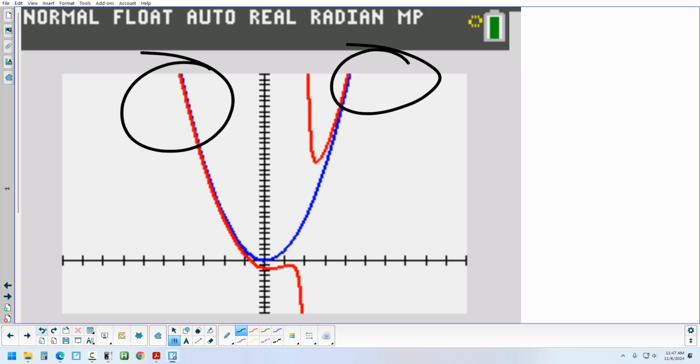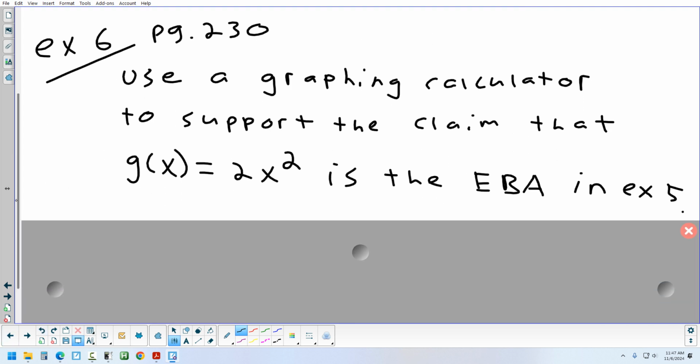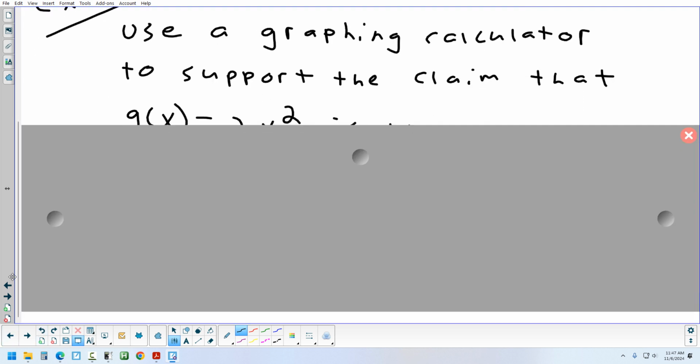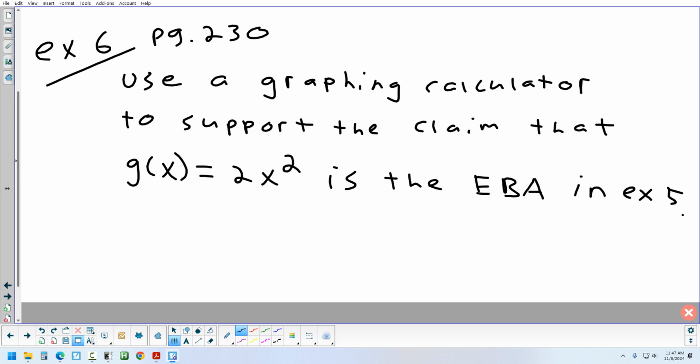Is it exact? No, it's not exact. I mean, it's really close. The red and the blue are almost right on top of each other. It's very, very close. So that's how you verify that the EDA is a good fit. You just graph it.